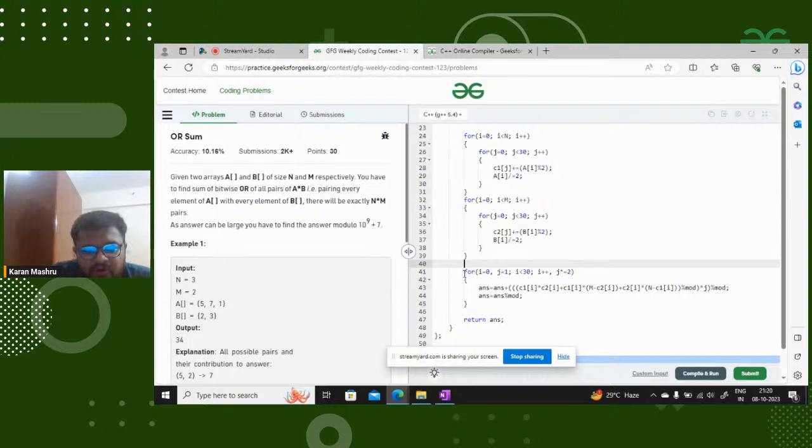And then I went from I equal to 0 to 30, and my j is equal to 1, and every time I am multiplying it by 2. So j is basically 2 to the power I. It is representing the bit value, and answer is equal to answer plus C1 of I into C2 of I plus C1 of I into M minus C2 of I plus C2 of I into N minus C1 of I, multiplied by j. So these are the total number of pairs, and j is the bit value, and at every step I am taking modulo mod so I do not get overflow, and then finally I'll return answer.